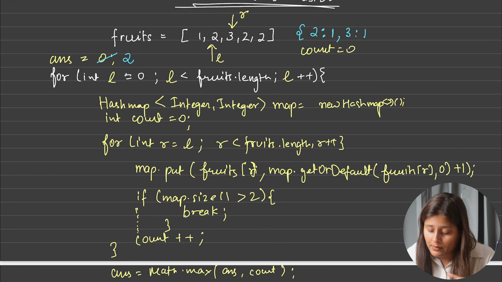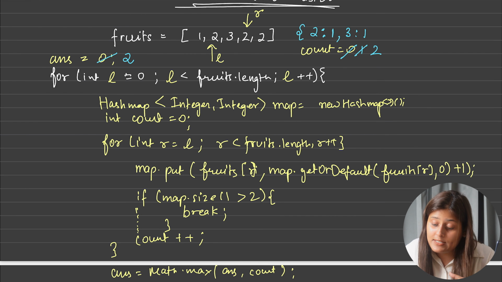After this, again, the map size is still not greater than 2, so we will do count plus plus. Now count plus plus means after 1 it becomes 2. Now right will move forward with right plus plus and it will point to the third fruit, which is nothing but the first type only. So now we will increase the frequency of 2. So now it will become 2 frequency.